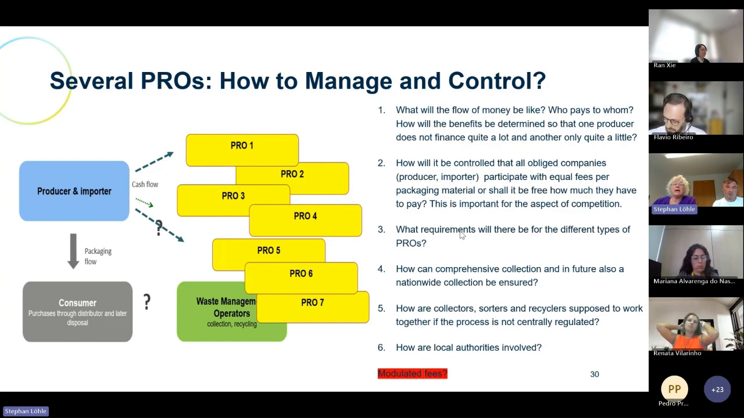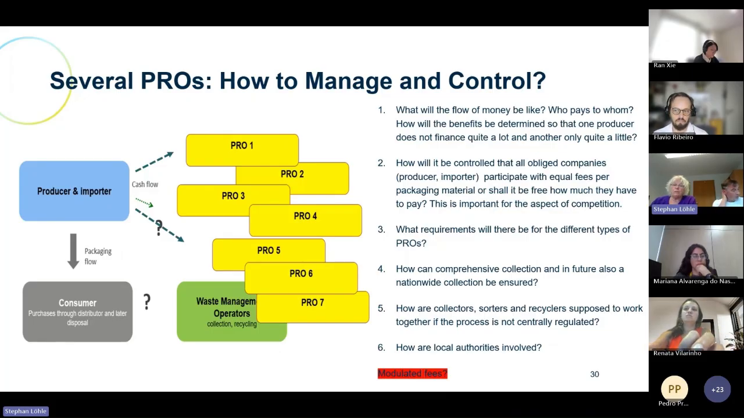There are a lot of questions, and one of the main questions is how the local authorities are involved if there is more than one PRO, and how can you control this? And how are the collectors and sorters involved? And how can you make from this model a nationwide system where everywhere, also in the regions which are far away and very expensive to collect, waste is collected? Because if there are several PROs, everybody wants to optimize the economic situation, and nobody wants to go to the hills and the rural regions, only to the cities.